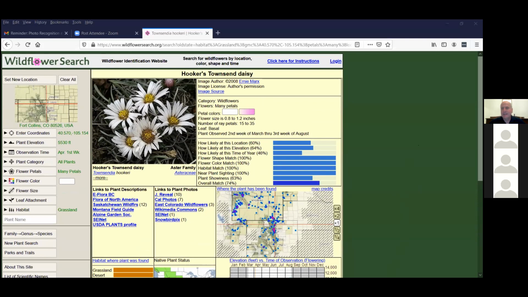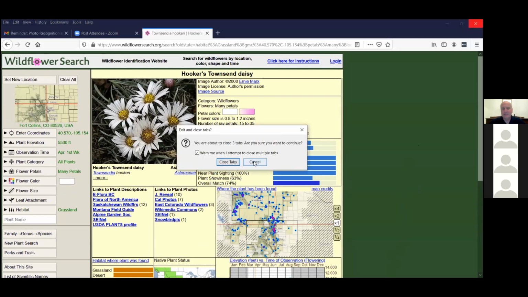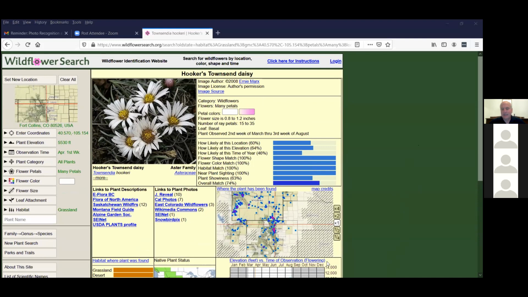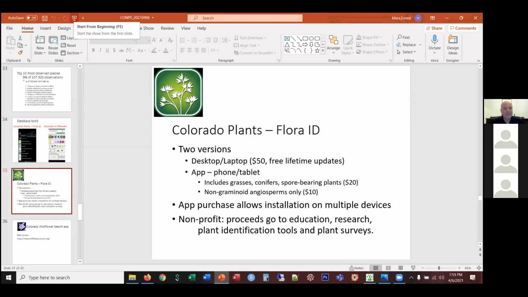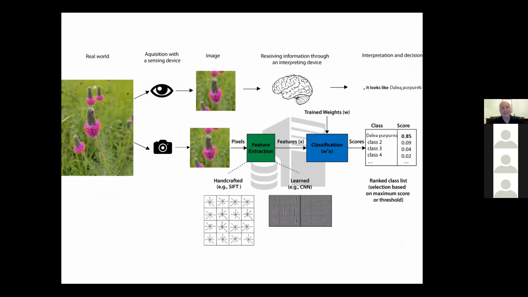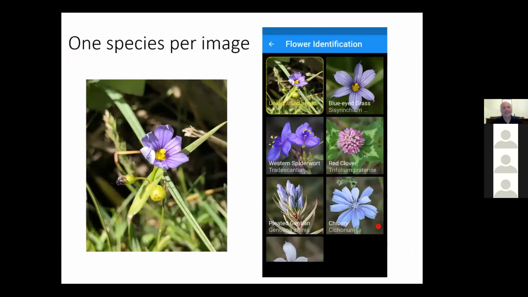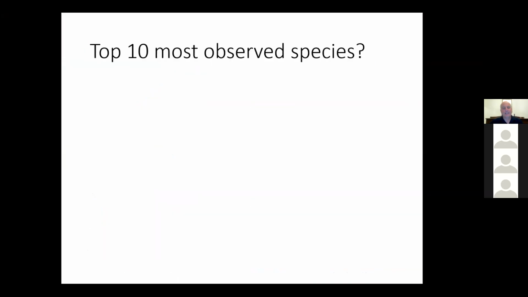Okay, so now I'm going to stop sharing. I didn't want to do that. I wanted to stop sharing this, and now I'm going to reshare. I think there's just a slight delay. There we go. Okay, we're back. Yep, you're back. Colorado Plants Flora ID. Uh-oh, it took me all the way to the beginning. I just have to get back to it.